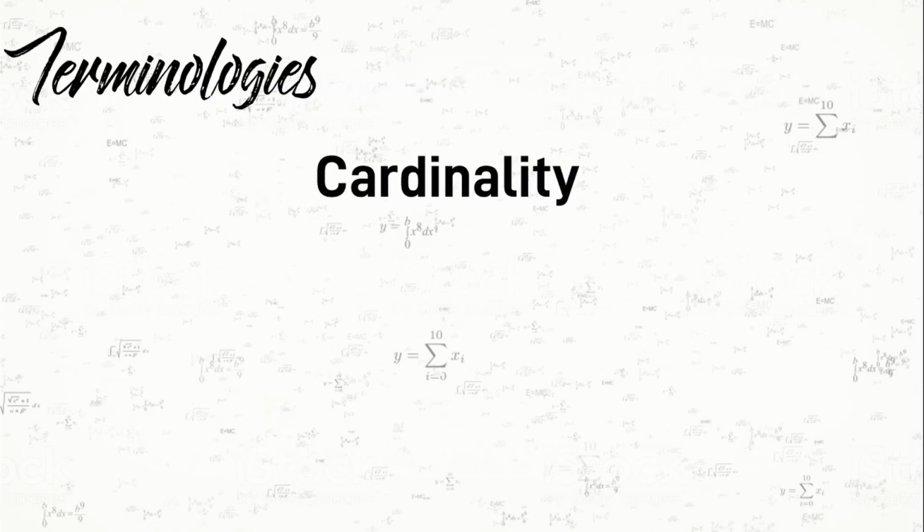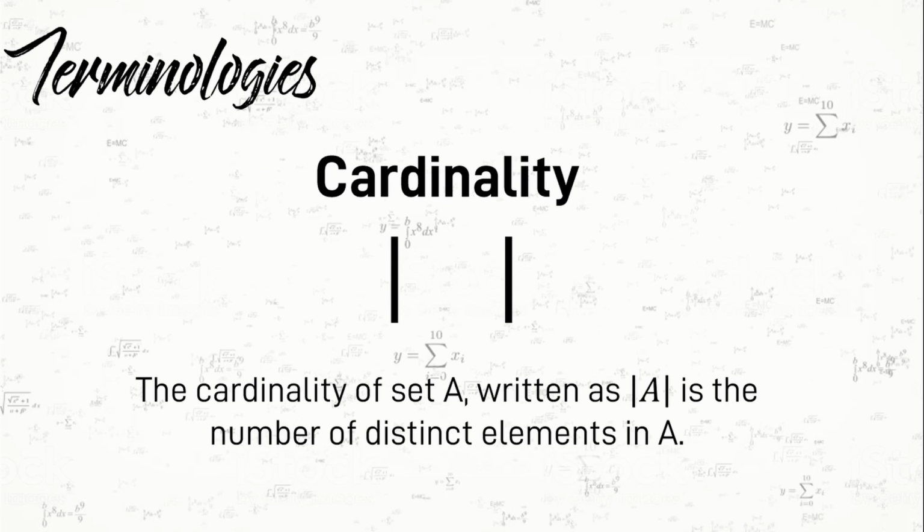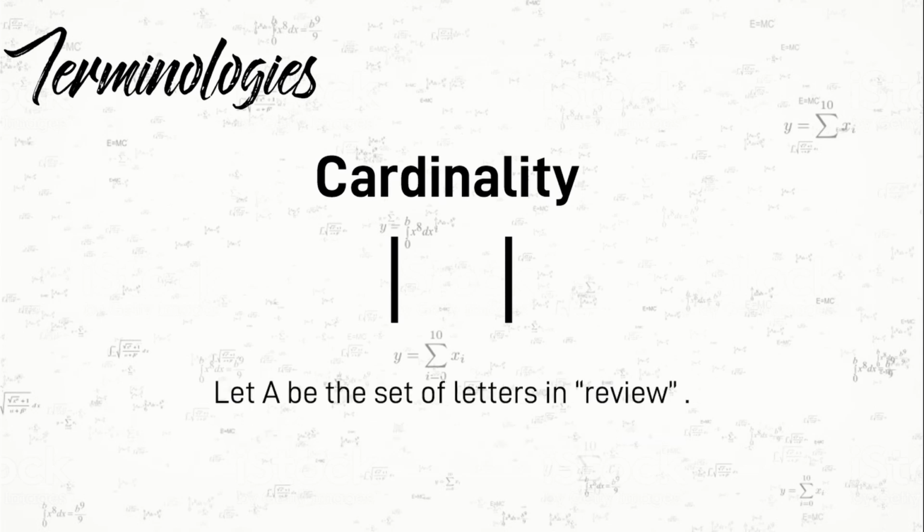Last on our list is the cardinality. It is usually denoted by this symbol. The cardinality of set A, which can be written as this, is the number of distinct elements in set A. For example, let A be the set of letters in the word review. Then, since we are dealing with cardinality, there must be no repeating elements. Therefore, the cardinality of A is 5.